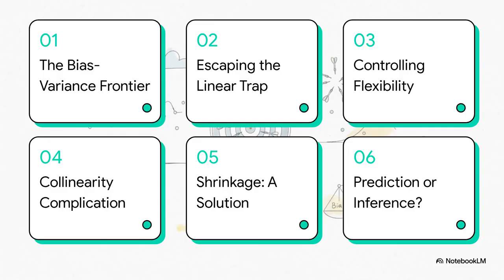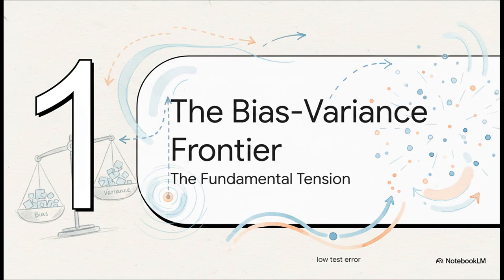All right, so here's our game plan. We're going to kick things off with the bias-variance frontier. Then we'll see how to escape the linear trap and get a handle on model flexibility. From there, we'll dive into a tricky problem called collinearity, look at how shrinkage methods can save the day, and wrap it all up by asking the big question. Are we trying to predict, or are we trying to infer? All right, let's jump right in.